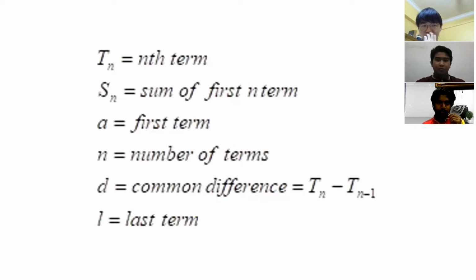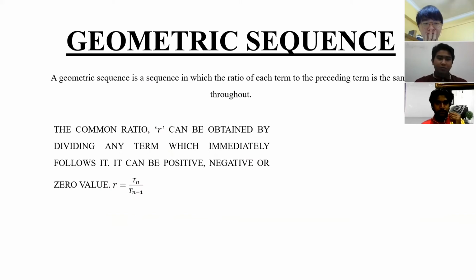Let us define what the formula means. Firstly, Tn means the nth term. Sn is defined as the sum of the first n terms, and a stands for the first term, n stands for the number of terms, and d is the common difference, which is Tn minus Tn minus 1, and l stands for the last term. Thank you.